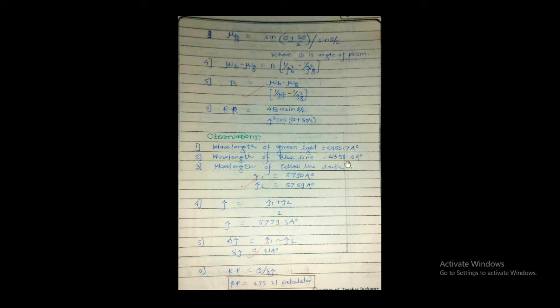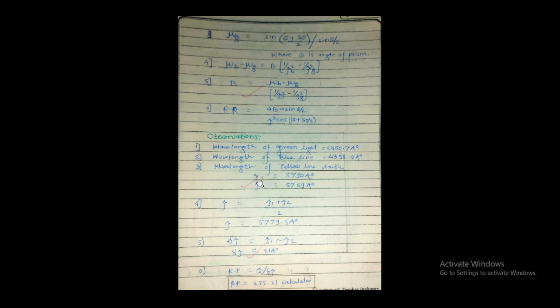Wavelength of blue line 4358 angstrom, and wavelength of the yellow line or yellow doublet. In the spectrum of 7 colors, the yellow color is at the center of the spectrum, and it is somewhat thick compared to other spectral lines, and that's why the yellow spectral line is called the yellow doublet.